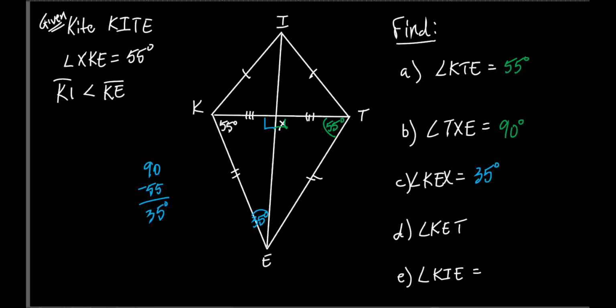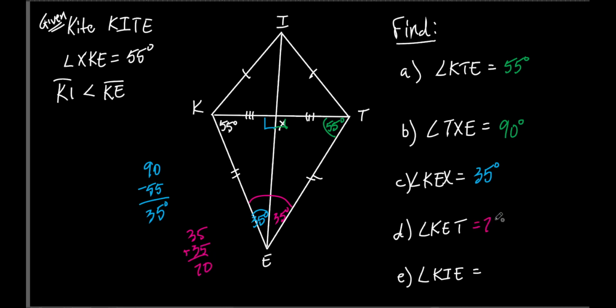Okay? Change colors again. All right, what's the next one? KET. Oh, that's easy. We're finding that big angle right there. Well, remember, it's being bisected by that axis of symmetry line. So if that's 35, what's this little skinny angle right here? It's also 35, but that's not what they're asking for. What are they asking for? That whole big thing. So what do I do? Just add them up. So 35 plus 35, that's 70.